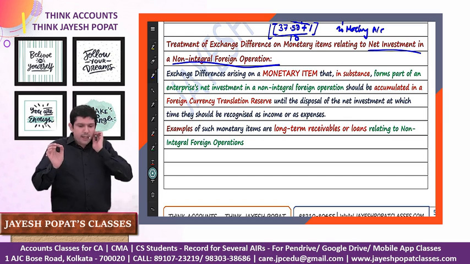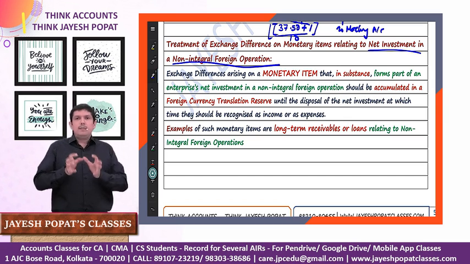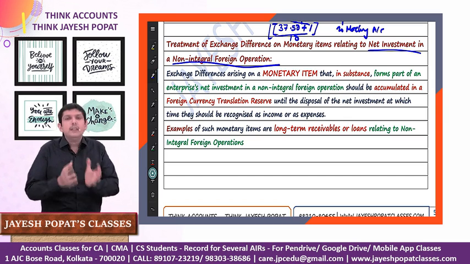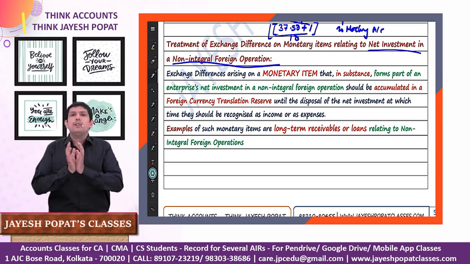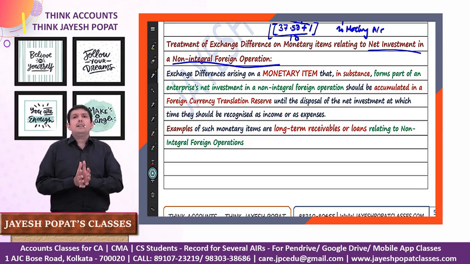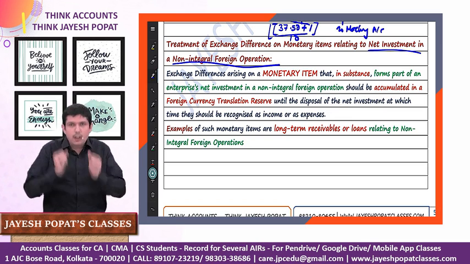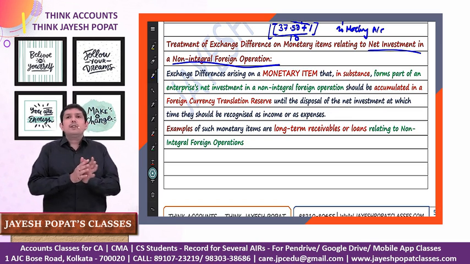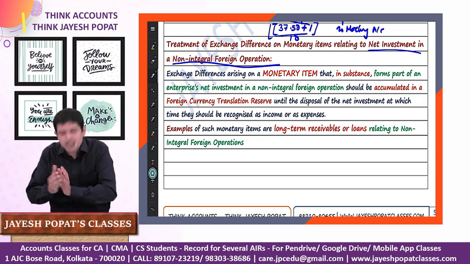So this says that if there is a monetary item, maybe a receivable or a loan, in relation to a non-integral foreign operation, any fluctuation on restatement for these monetary items which are related to non-integral foreign operations, you will not take it to the statement of profit and loss, but you will take it to the FCTR account.